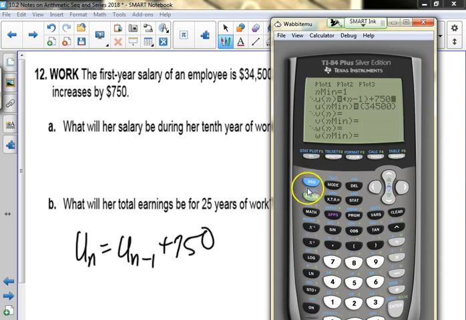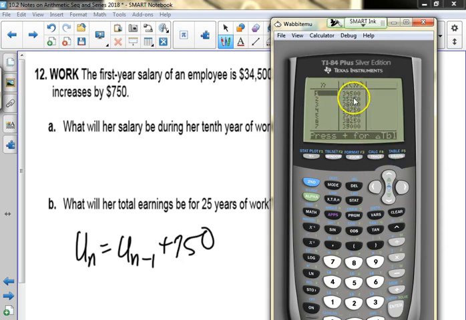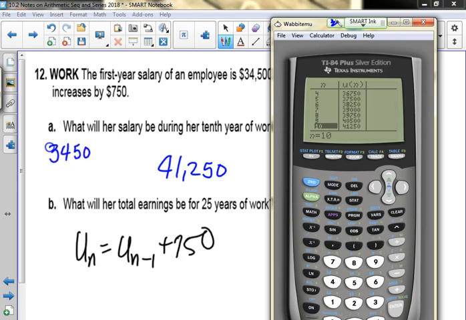Okay, now go to table set, make sure it's auto, starts at 1, goes up by 1, okay? So now if I go to my table, the first year she made this, the second year she made this. So the 10th year, 41,250. Are you getting that? So otherwise we would have said she started at this and she's gotten only 9 raises, right guys? Because her 10th year. And that should be the same answer, I hope.